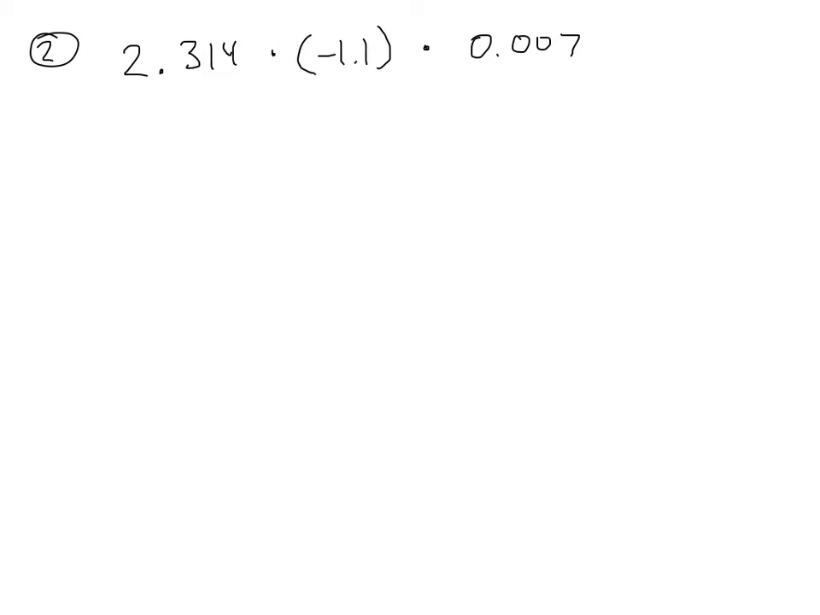Alright, so what I have here are actually 2 operations. I need to multiply and then multiply again. So when you have 2 multiplications in an expression, which one should you do first? Well, it doesn't actually really matter. You could do these 2 first if you want. For consistency's sake, I always like to do the first one times the second one. Okay, that's just to be consistent. So, let's go ahead and do that. So, 2.314 times negative 1.1.